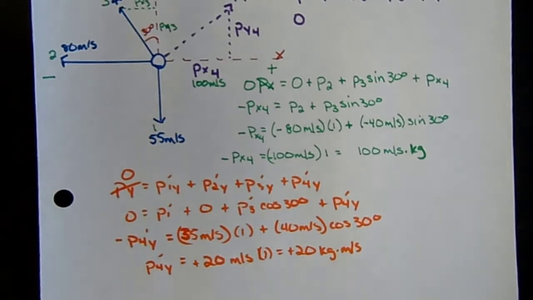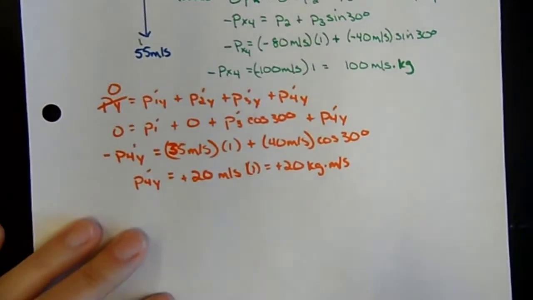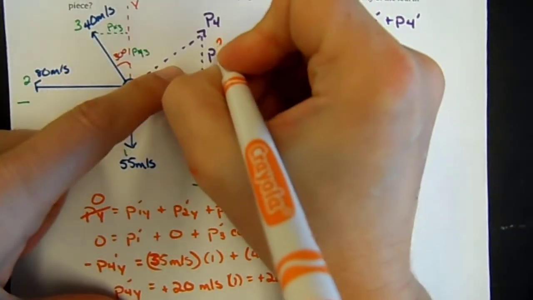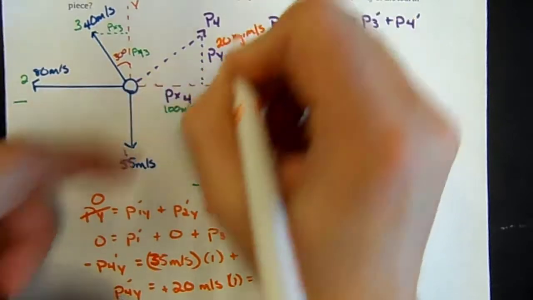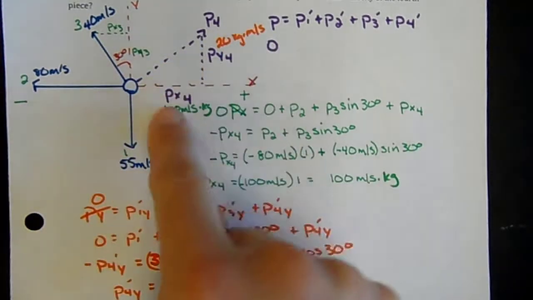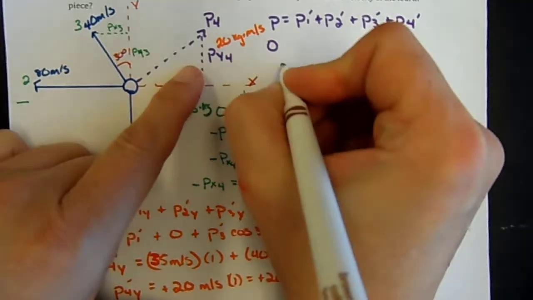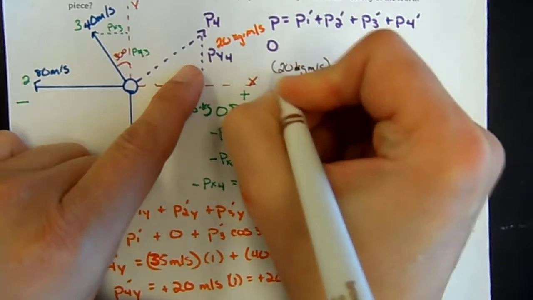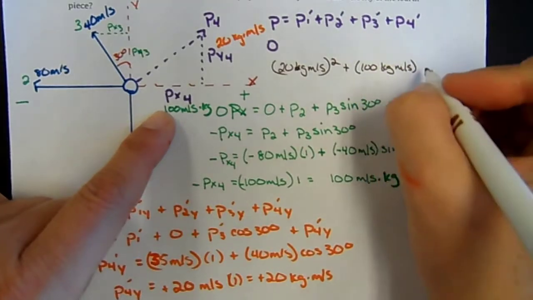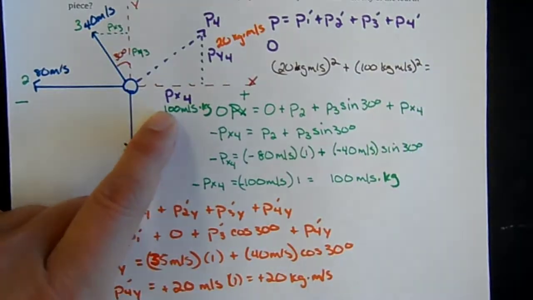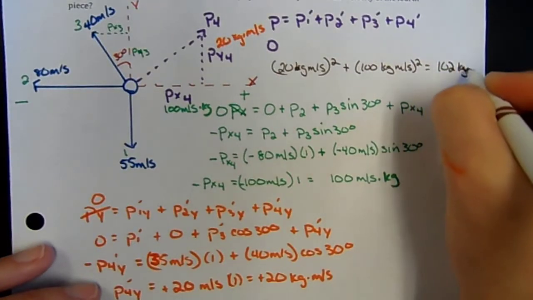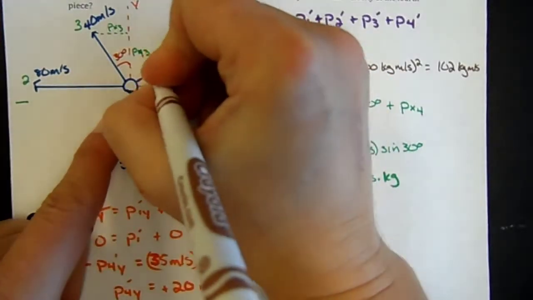Okay. So to find the total momentum of part 4, we have a triangle, right? So this up here will be 20 meters per second. So really, in order to find the momentum, we're just going to do Pythagorean. So 20 kilogram meters per second squared plus 100 kilogram meters per second squared. 20 squared plus 100 squared will be 102.